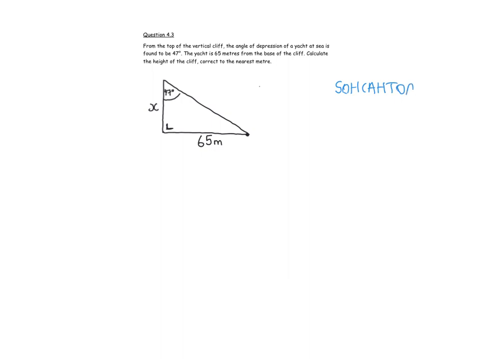When we have SOHCAHTOA, we can then label the sides. The side that is opposite 47 degrees is the opposite, so that's here. The side that is opposite the right angle is called the hypotenuse. And then the other side is the adjacent. What we're looking for is x, which is the adjacent. So we need to get the adjacent, and we also have the value for the opposite, which is 65.